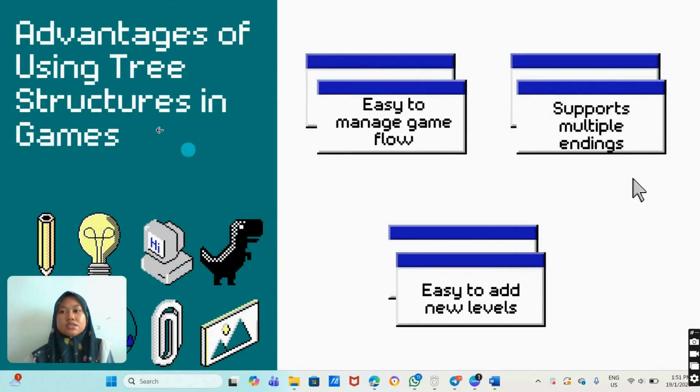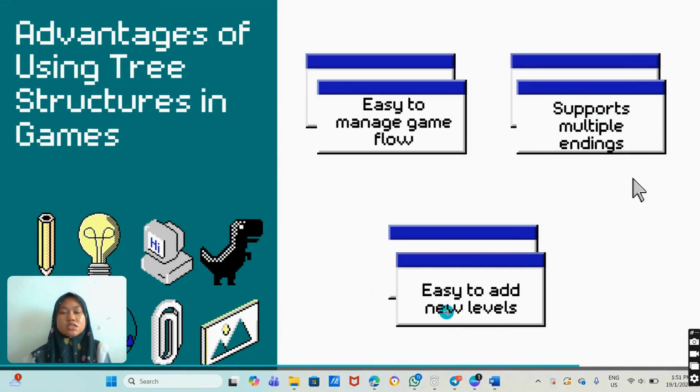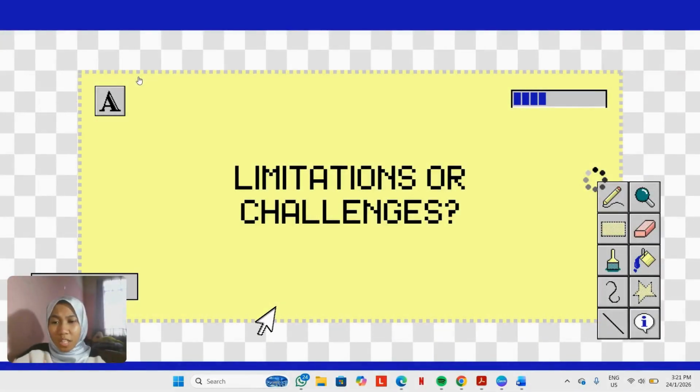And lastly, the advantages of using tree structure in games are it makes the game flow easier to manage, also supports multiple endings, and allows new levels to be added more easily. Moving on to the last part of this topic, which is limitations or challenges.